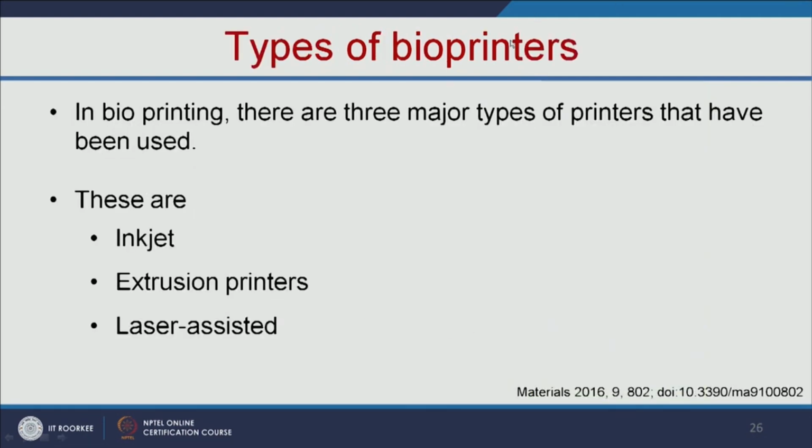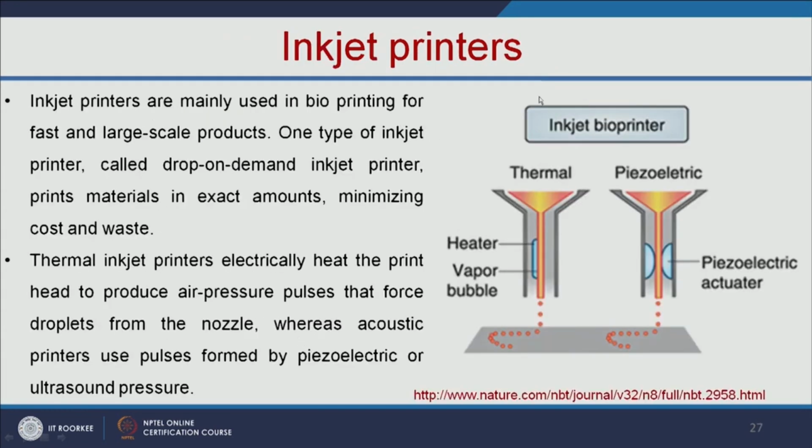So, let us see the types of bio printers. There are again three types. These are inkjet printers, extrusion printers and laser assisted bio printers. Let us see this in detail. The first one is inkjet printers. These are mainly used in bioprinting for fast and large scale products.